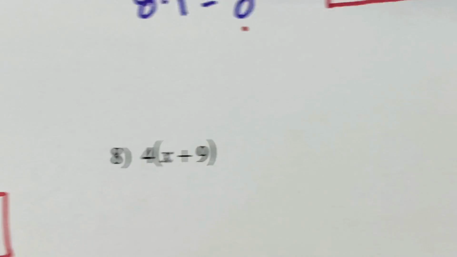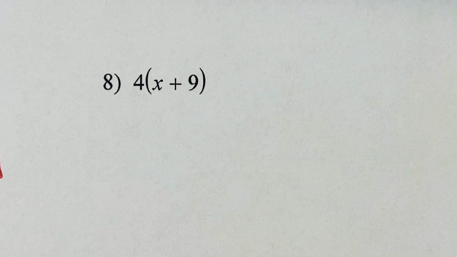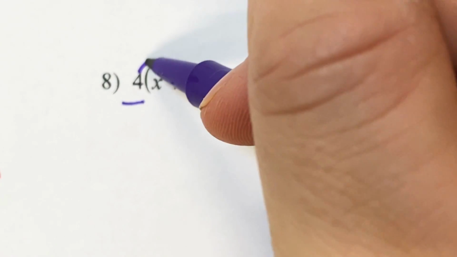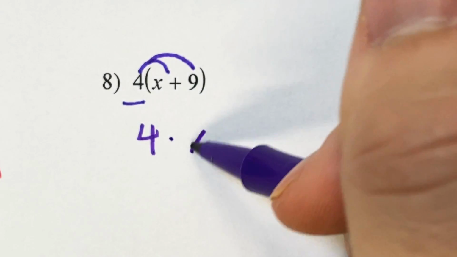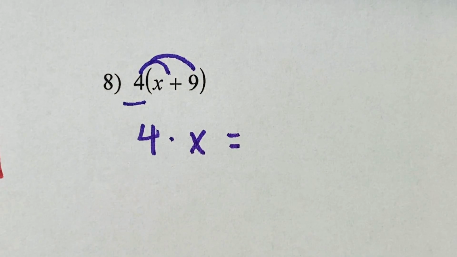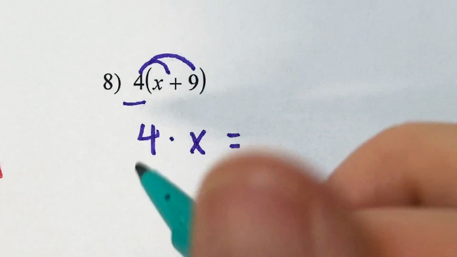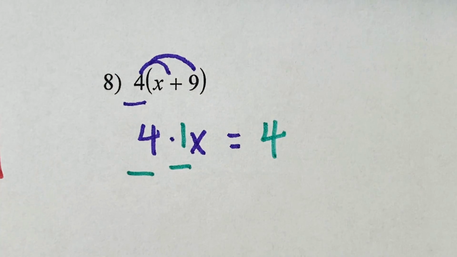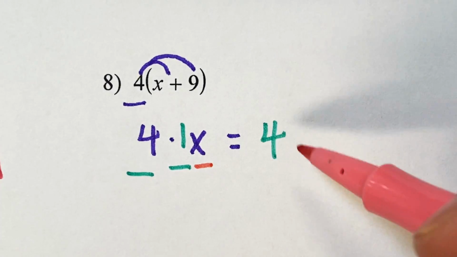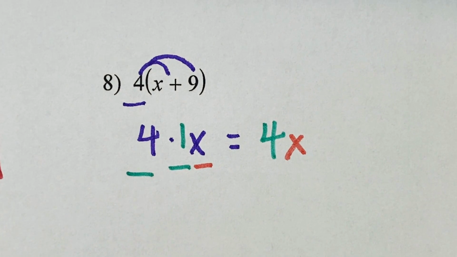Okay, last example, number 8. Okay, what is the number right in front of the parentheses that needs to distribute? It's going to be this positive 4. So we have 4 times the x and the 9. Okay, so what is 4 times x going to give me? Again, this is like saying 4 times 1. That's just going to give me 4. And then I had 1x being multiplied, so 4x.